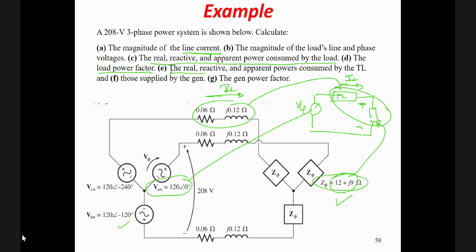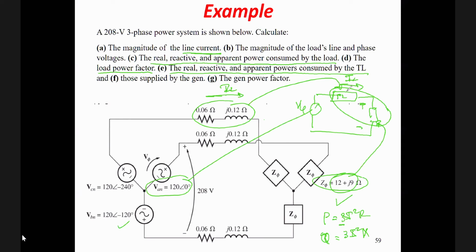The real, reactive and apparent power consumed by the transmission line. Again, it's power calculations. Whatever power your transmission line consumes, there are different ways to find it. Either you use the equations that you learned in electric circuits, I squared R. You remember this? Multiply by 3. Why are you multiplying by 3? Because there are 3 phases, 3 lines. Q will be 3 I squared X.